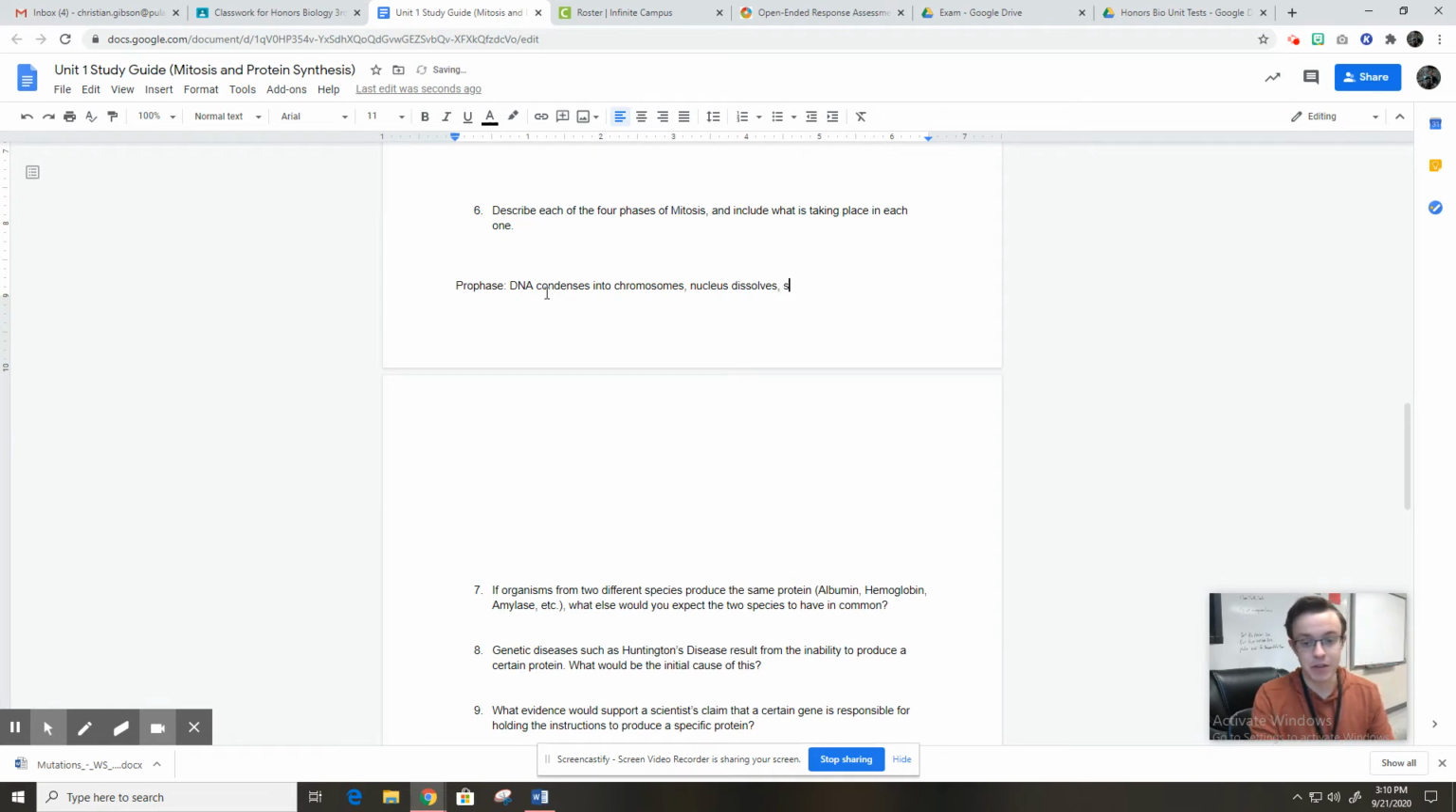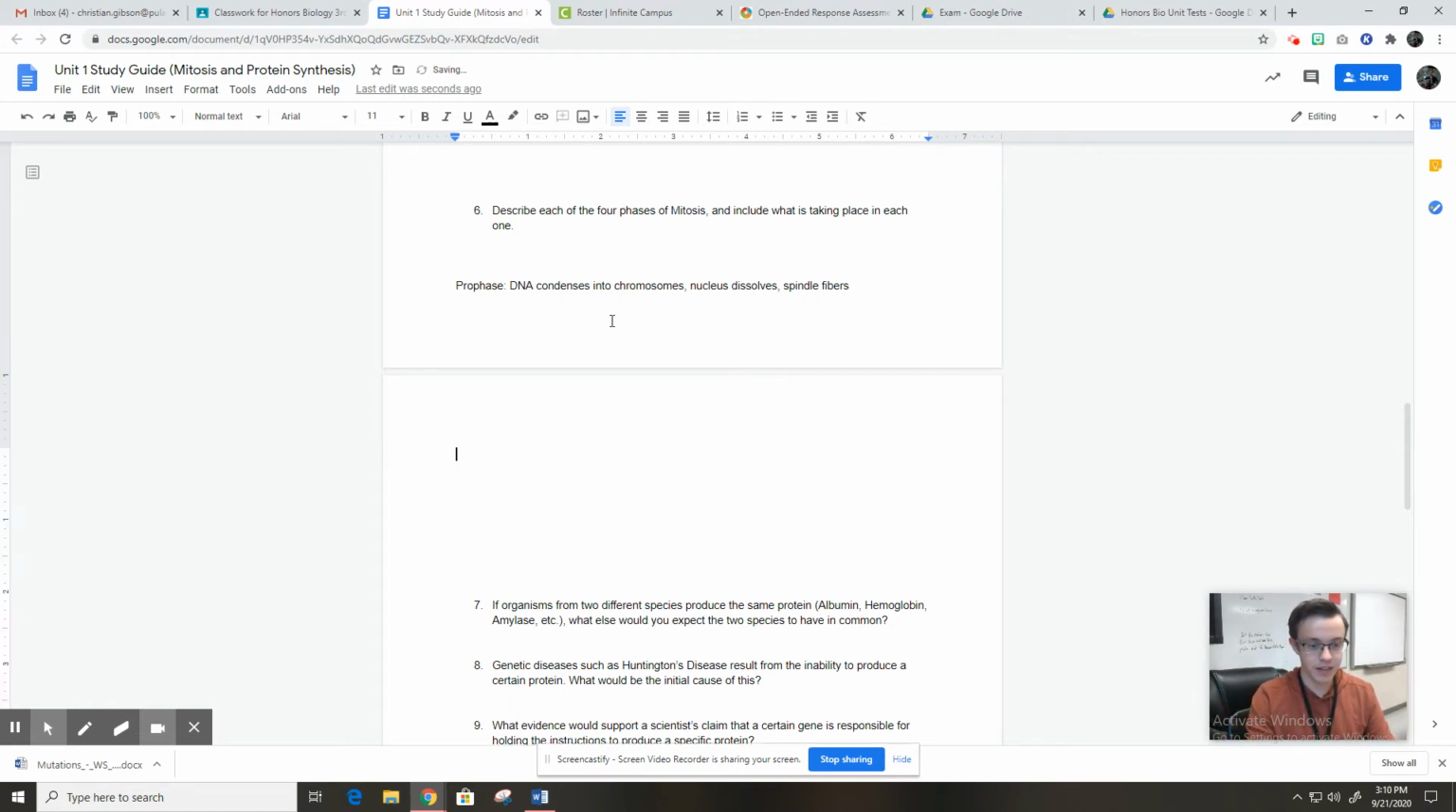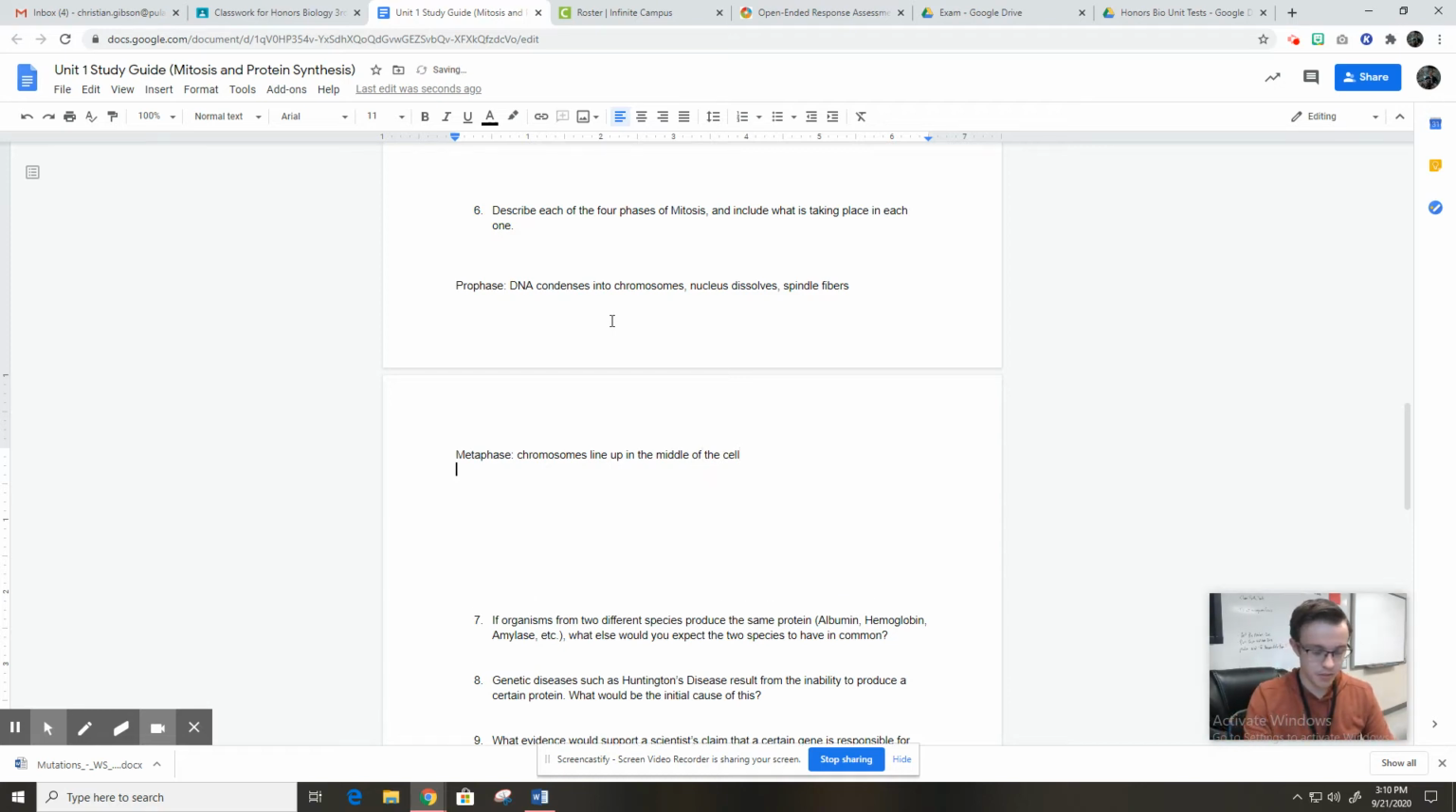And the spindle fibers form. Those are those fibers, remember, that are going to help move the chromosomes around. The next step of PMAT, so we have prophase, now we have metaphase. Metaphase is very simple. It is where the chromosomes line up in the middle of the cell. So they line up straight down the middle so that they're very easily divided in two.